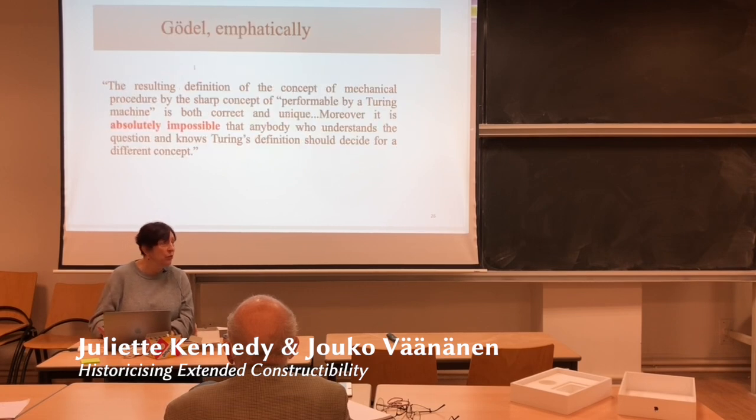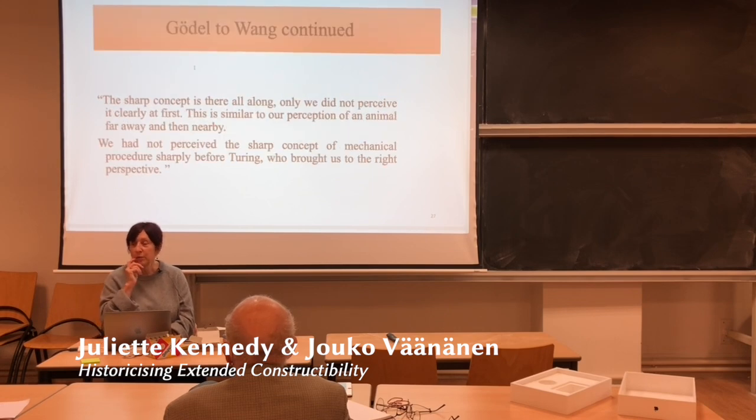Gödel put things much more strongly. He says the resulting definition of the concept of mechanical procedure by the sharp concept of performable by a Turing machine is both correct and unique. Moreover, it is absolutely impossible that anybody who understands the question and knows Turing's definition should decide for a different concept. So in other words, what is the problem? Find an adequate representation of the intuitive notion. He says the sharp concept has always been there, but we just didn't see it. Turing brought us to the right procedure.